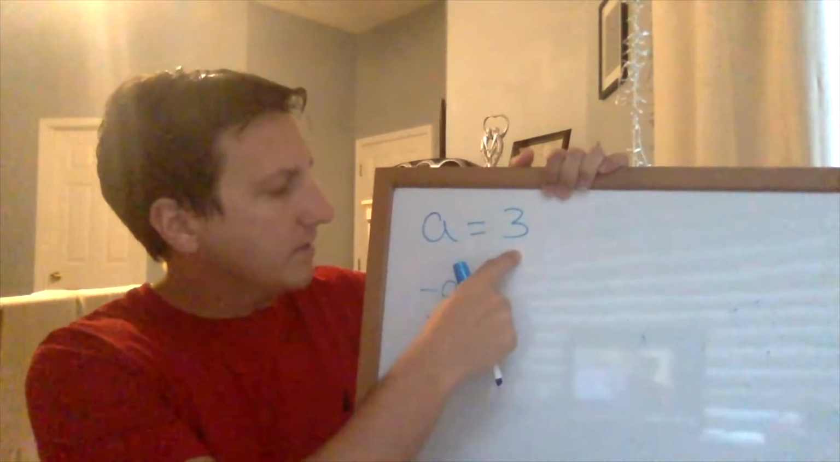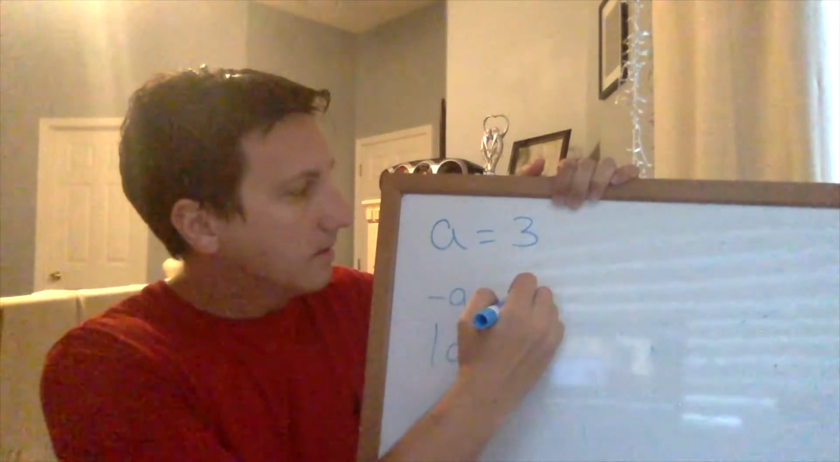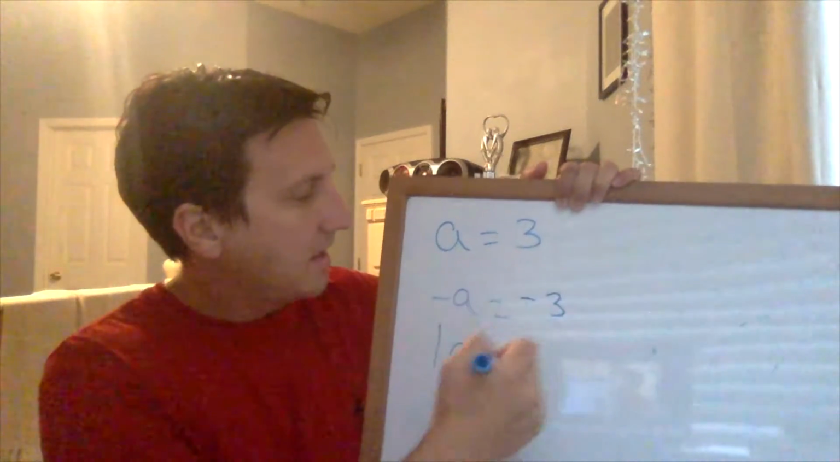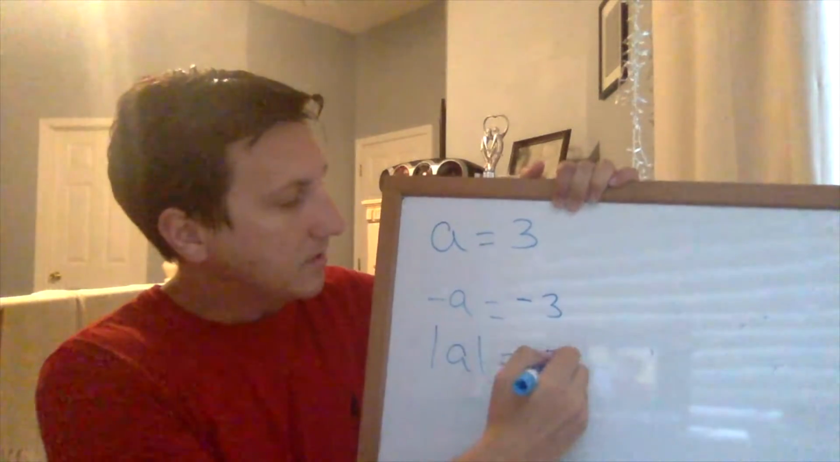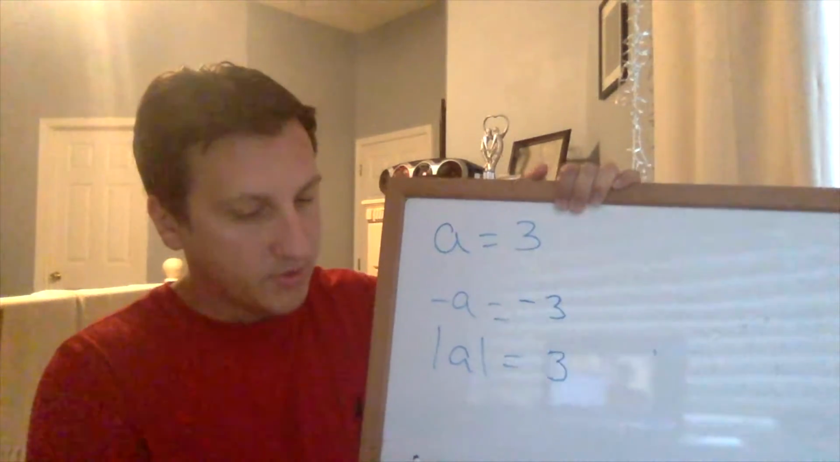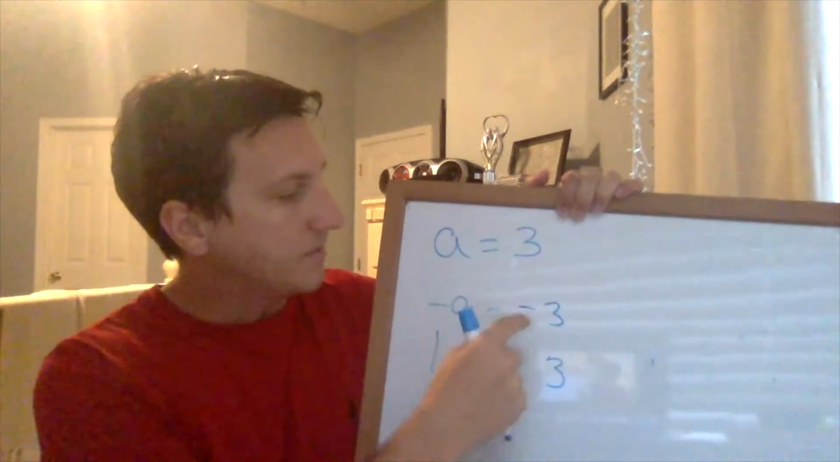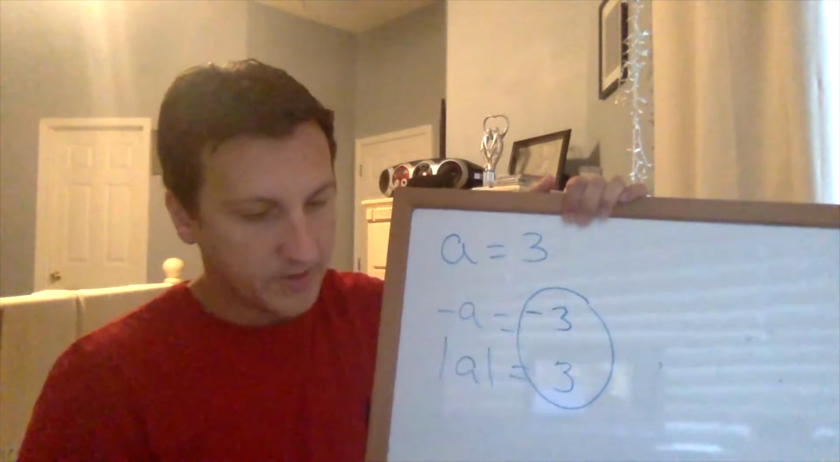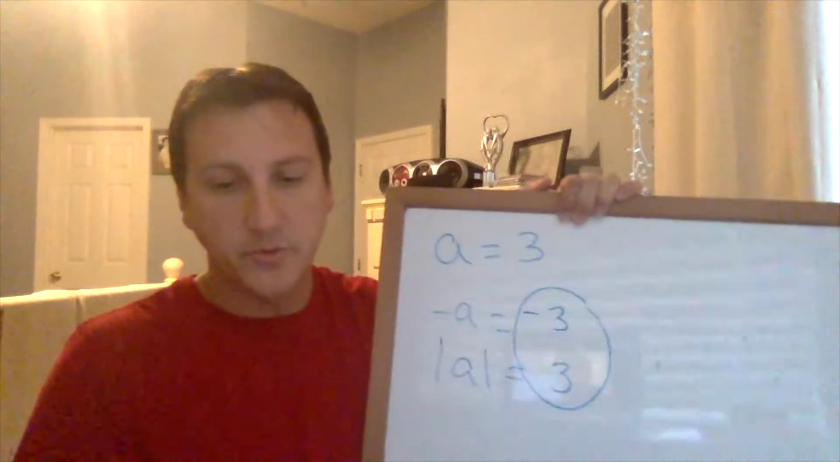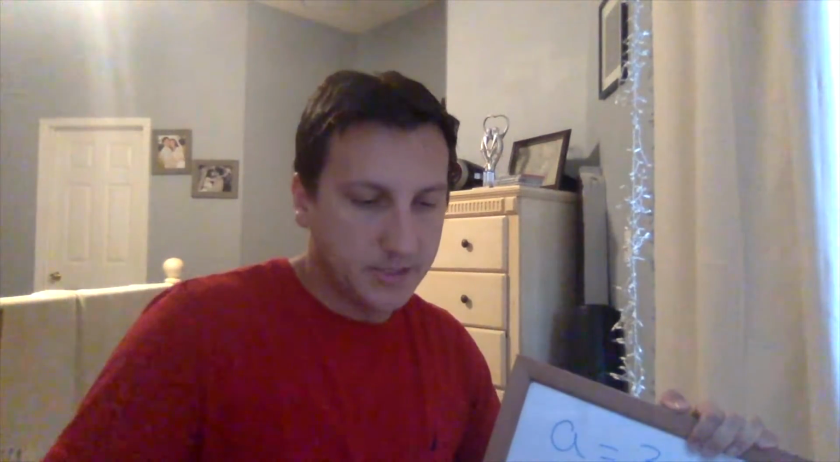So if A is 3, then -A would be -3. And the absolute value of A would be still +3. So your answer for this particular problem would be -3 and 3. Okay, so again, just make sure you are familiar and comfortable with that. All right, I'm looking on page 122 now.